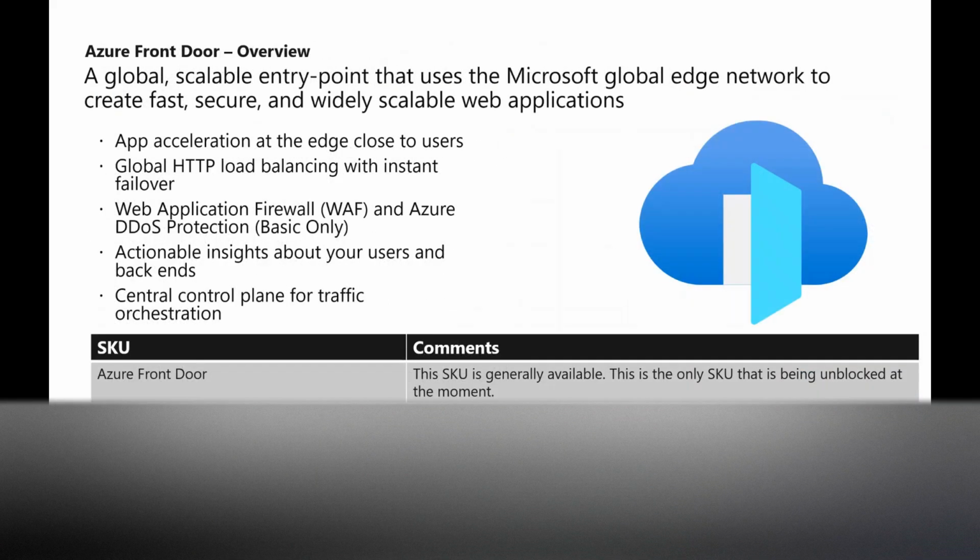Okay, now let's talk about Front Door. Azure Front Door is Microsoft's global web workload load balancer. It does load balancing across regions, and it's not only a load balancer, it provides application acceleration.